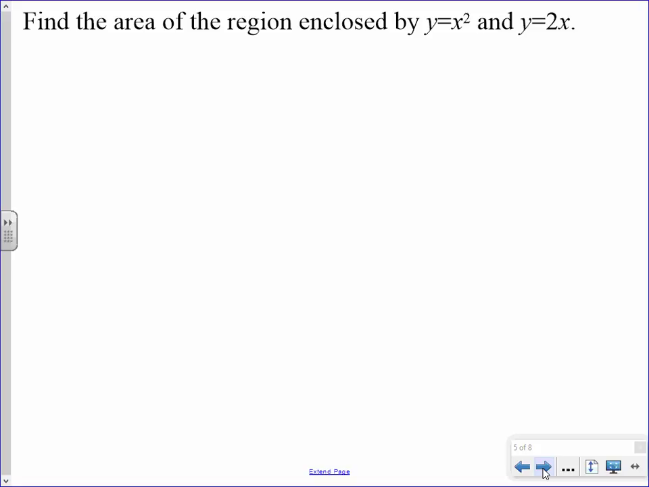Next one. Okay. More of the work is really going to come from drawing the picture and getting it set up, especially if we have to find intersection points, like Larry pointed out. Okay. All right. We want the area of the region enclosed by y equals x squared and y equals 2x.